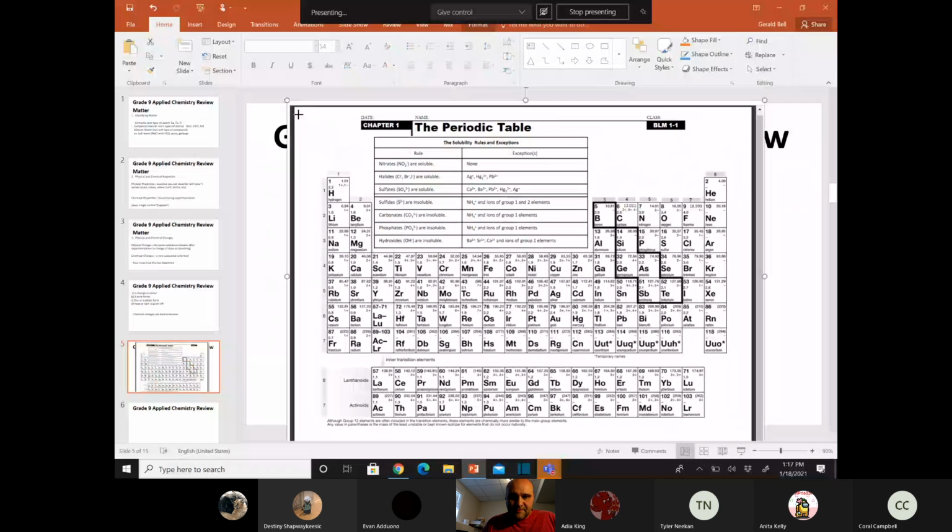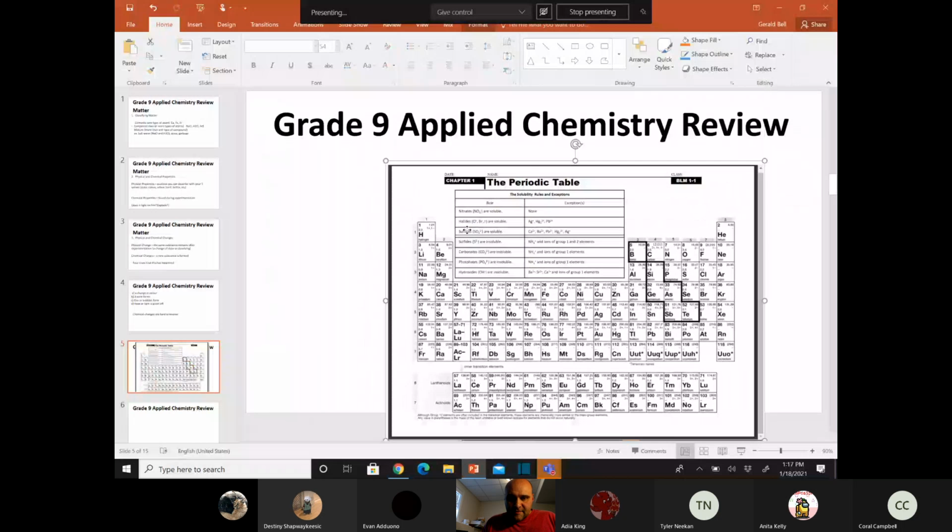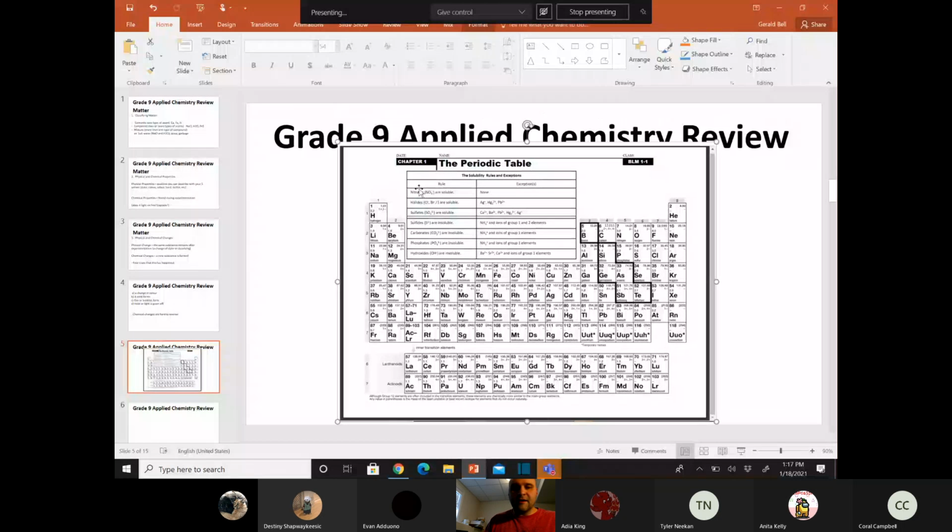Okay, so here is our periodic table. And where'd my pen go? There it is.